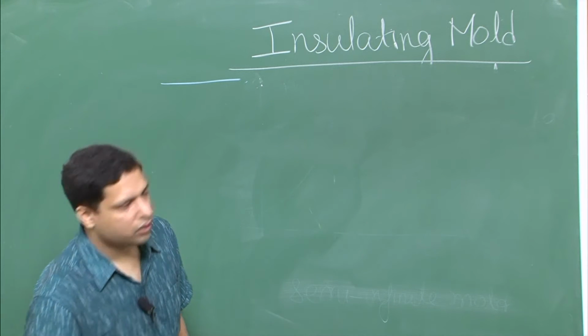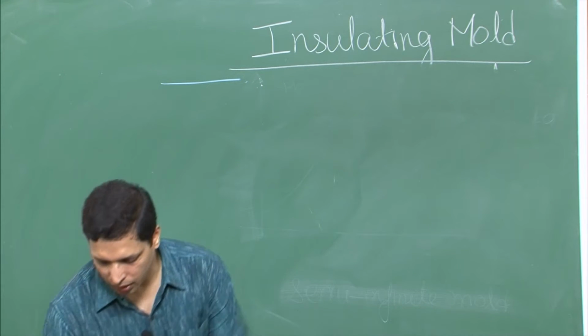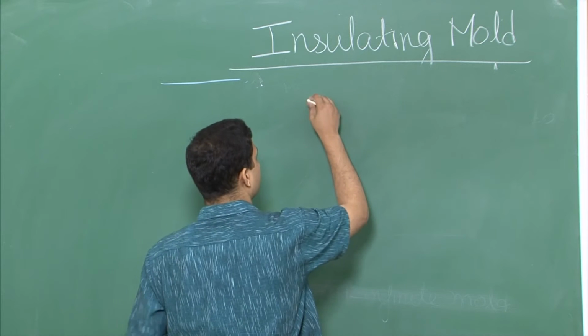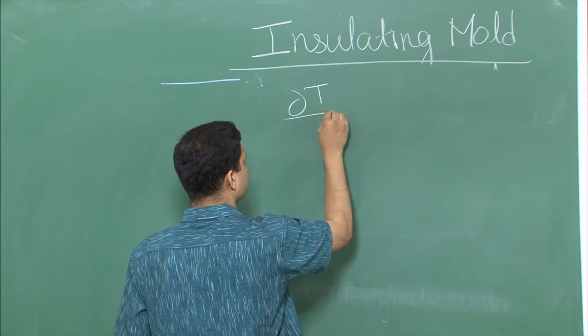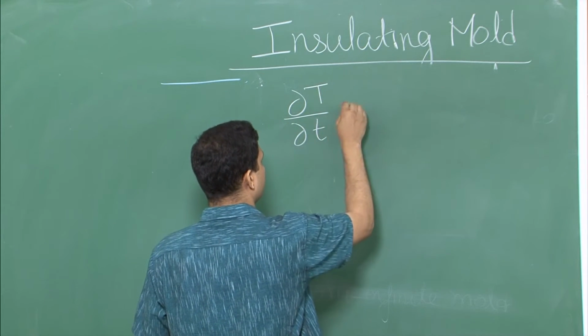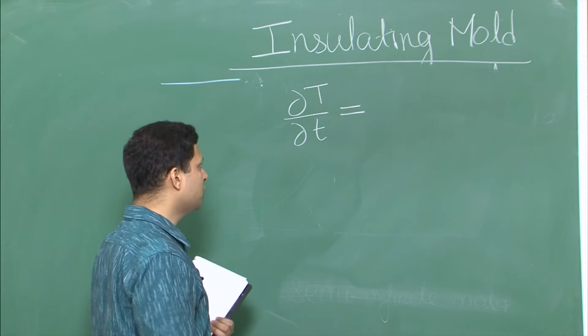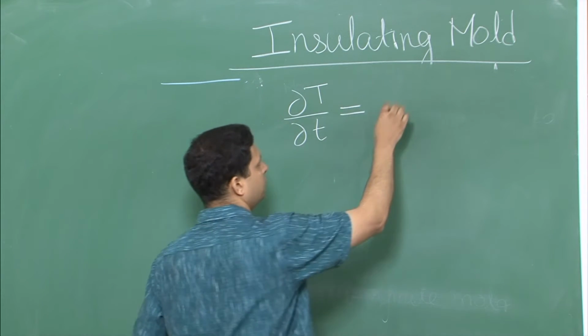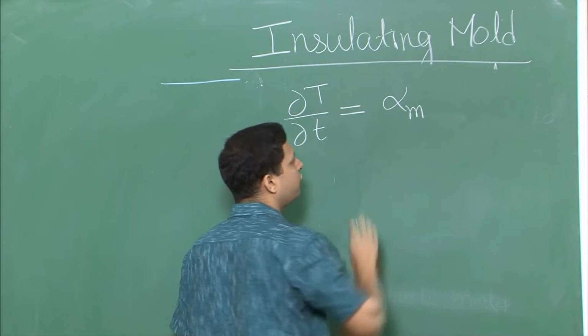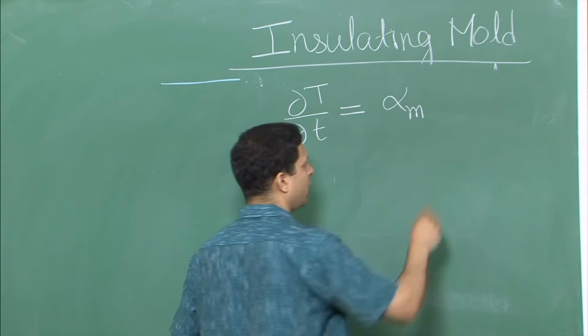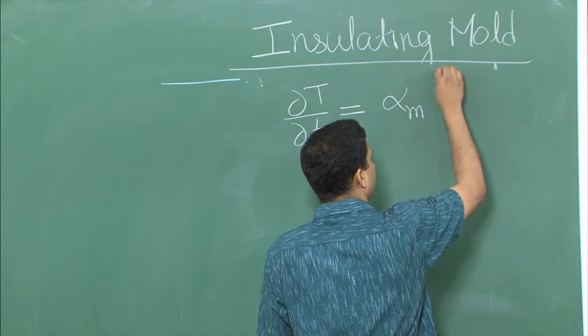For that, the equation that is invoked is a heat balance equation, and the heat balance equation that originates from Fourier law gives us the heat equation, which can be written as: the uppercase T is the temperature, the lowercase t is the time, alpha m is also called the thermal diffusivity, and we will see what it composes of.